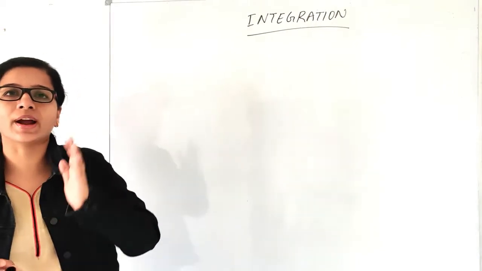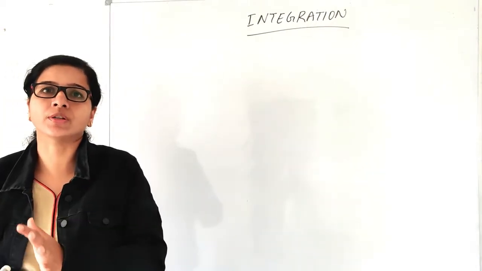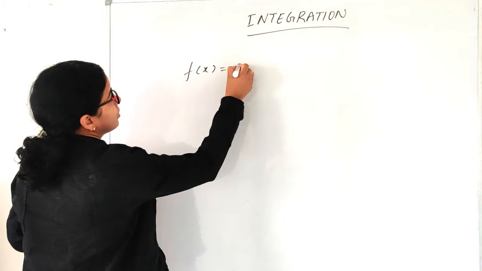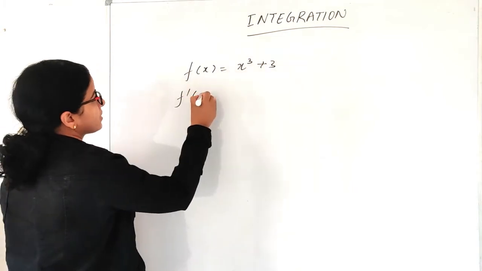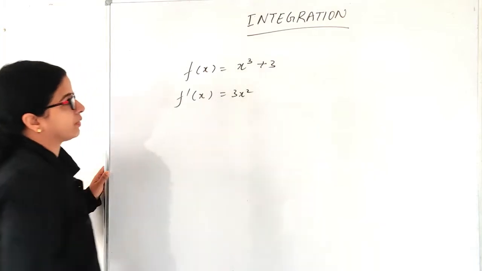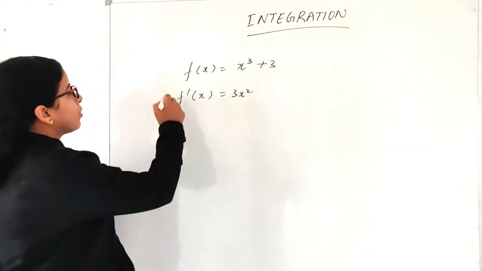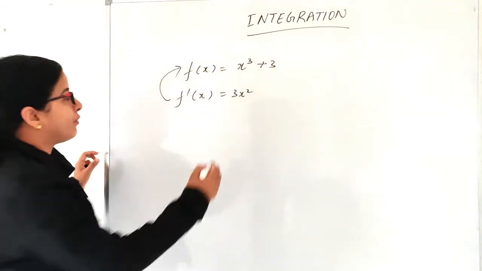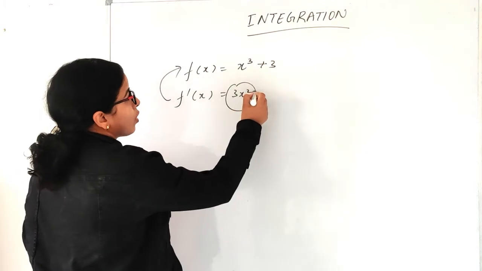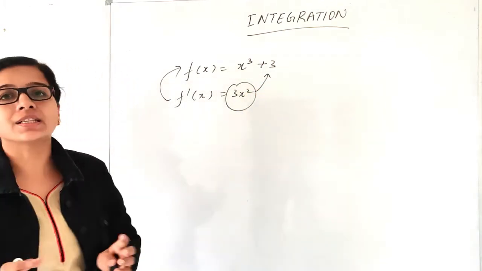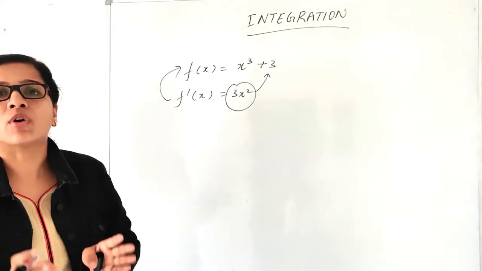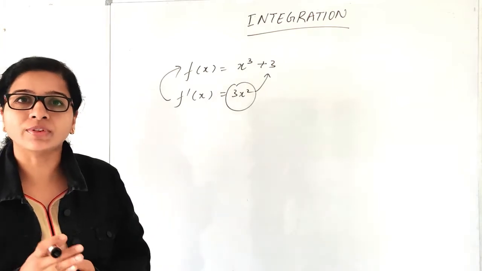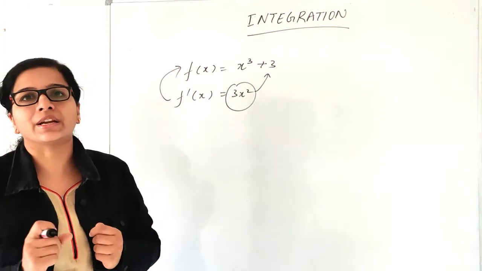Integration is nothing but finding the primitive of a function. So let us have a look at some questions. For example, I have f(x) equal to x cube plus 3. f dash x is 3x square, right? So from here, if I want to go back, that is nothing but the process of integration. From f dash x, if I want to get back my f(x), that is getting back the primitive of a derivative. So the process of getting back the primitive of the derivative is nothing but integration.